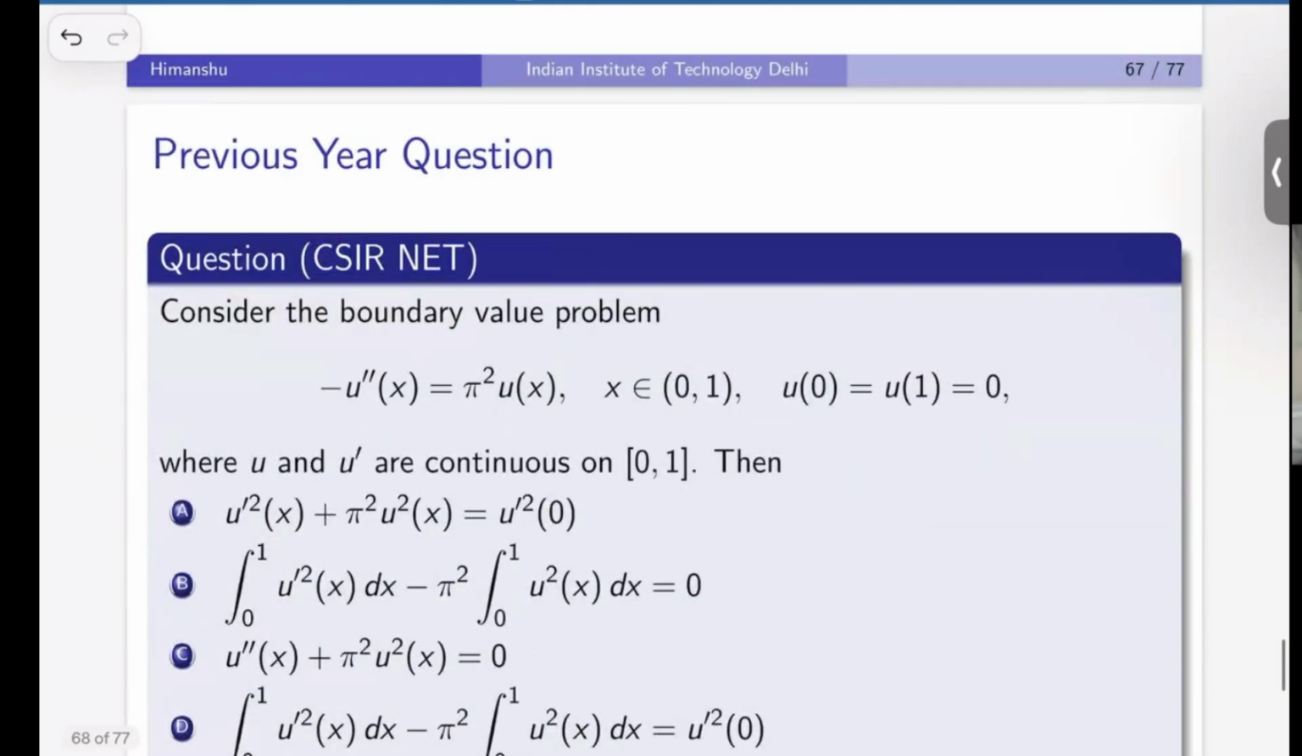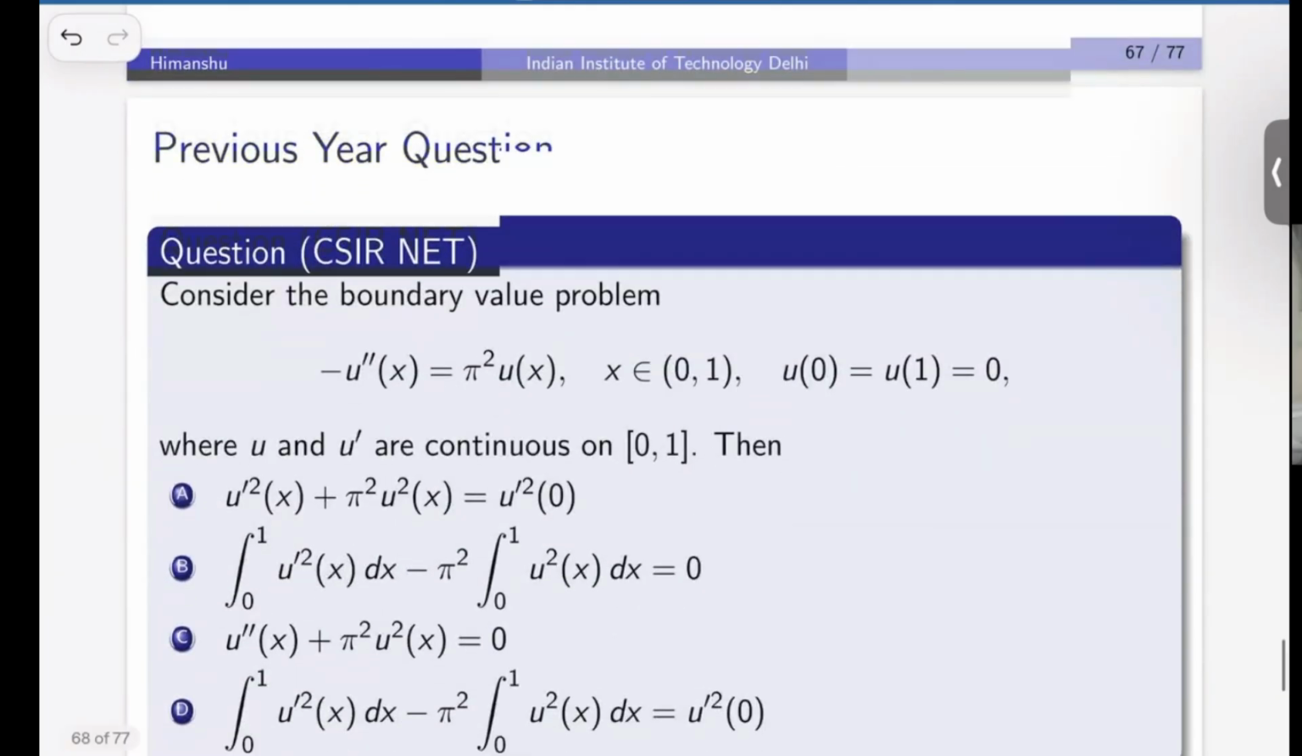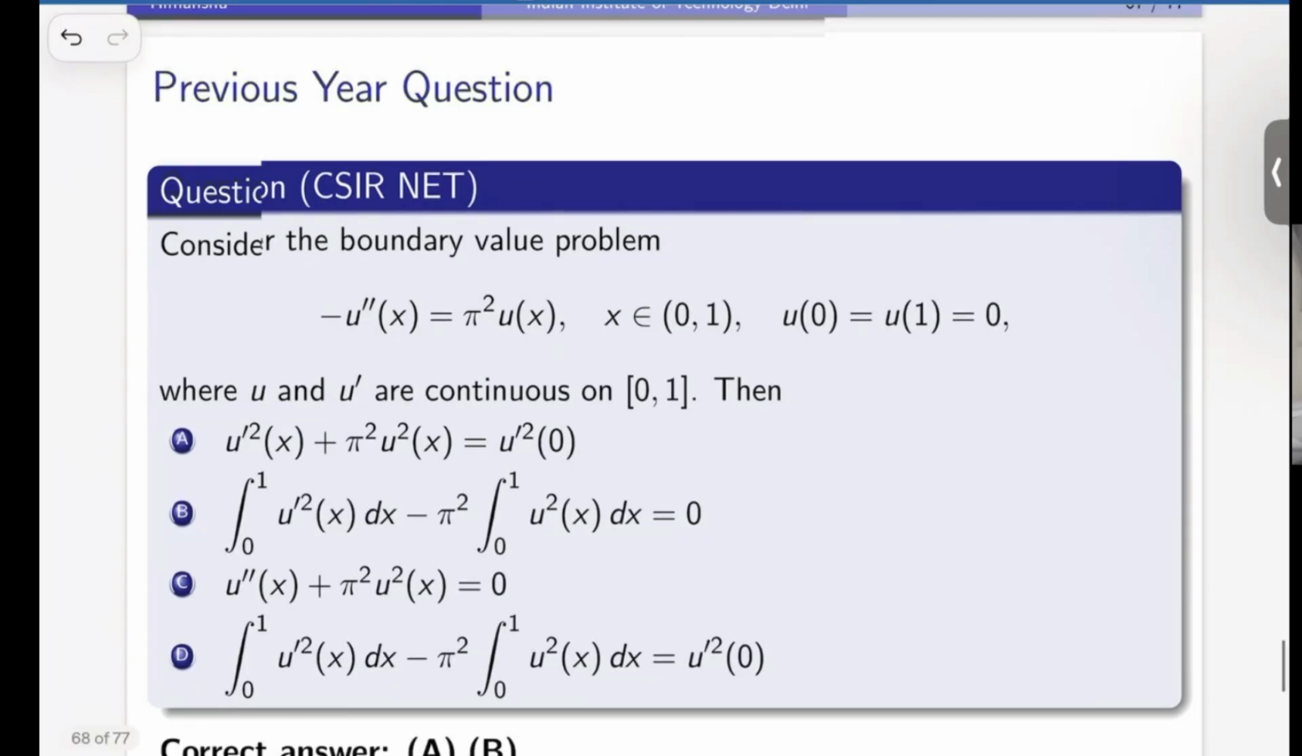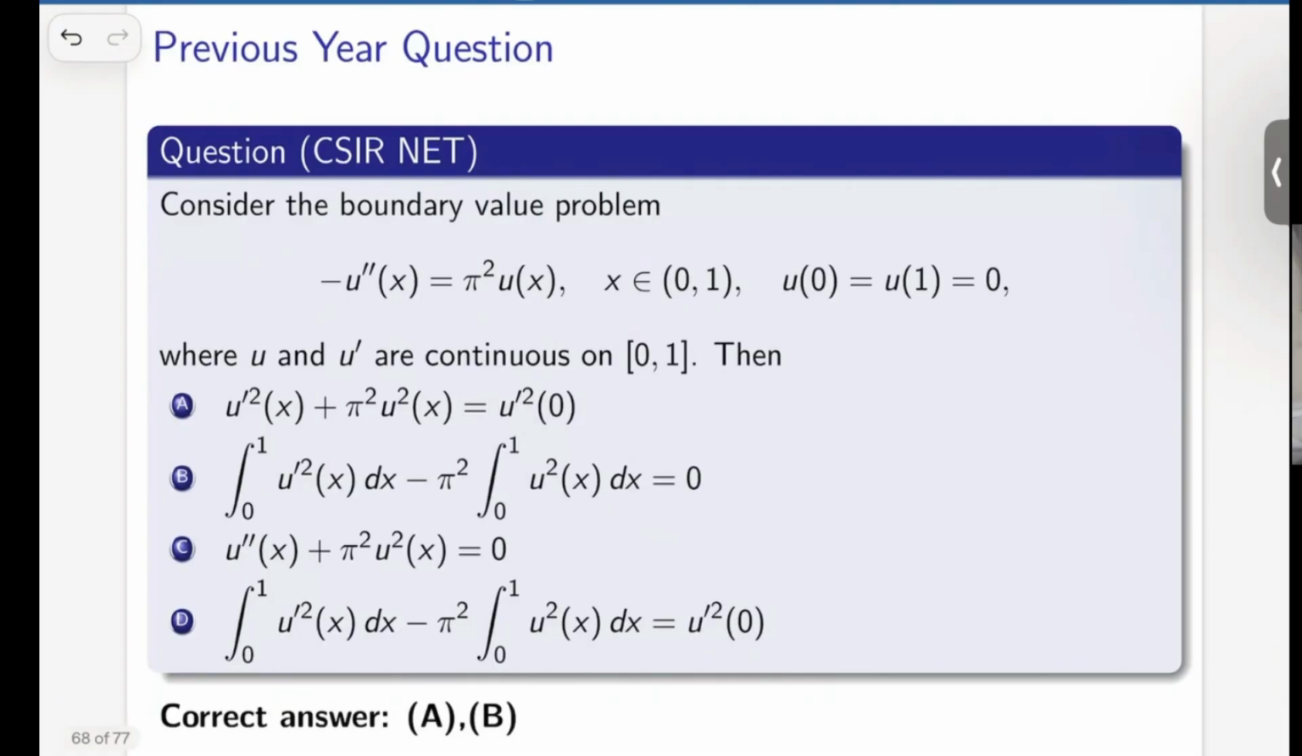Now let's come back to the previous year questions on boundary value problems. We have the differential equation minus u double dash(x) equals pi square u(x), where the function is defined on the domain 0 to 1, and the boundary conditions at 0 and 1 are 0. What can we say about u dash square(x) plus pi square u square(x) equals u dash(0)? Which options are true?